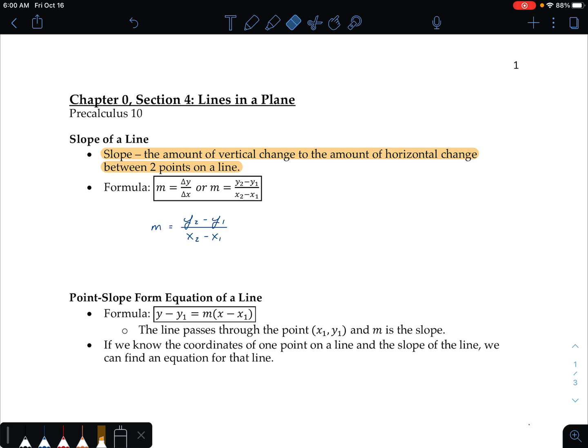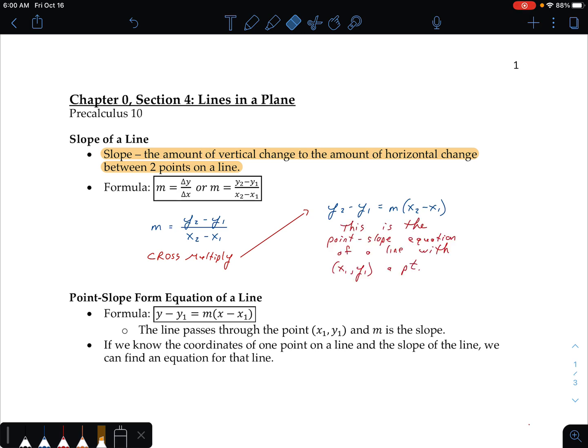Now, if I have a fraction and an equal sign, I can always cross multiply those to the fraction on the other side. So if I take this and I cross multiply, the m is really over 1. I can get y2 minus y1 is equal to m times x2 minus x1. And this is the point slope equation of a line, with x1, y1 being the point, and then x2, y2 being our general form. And we could see right there, those two equations exactly match.